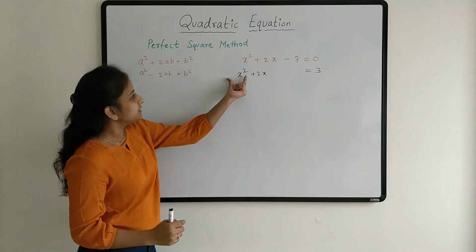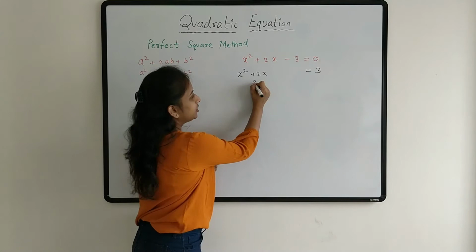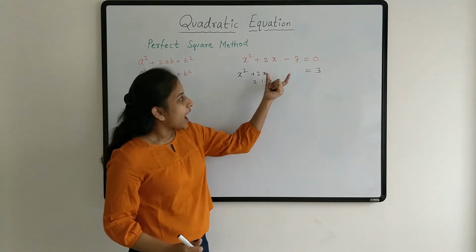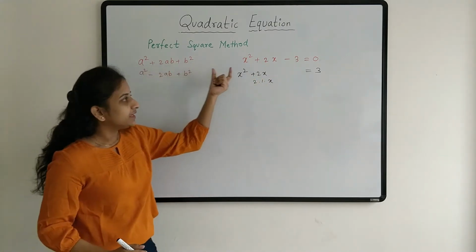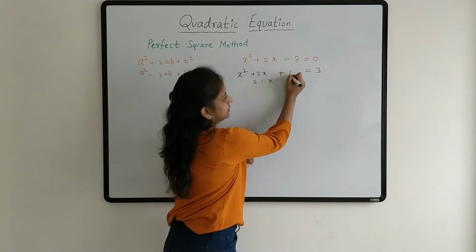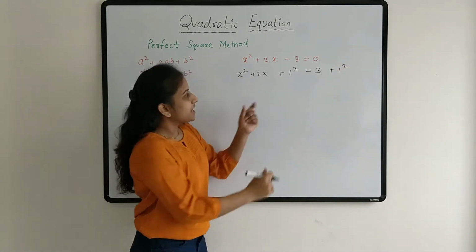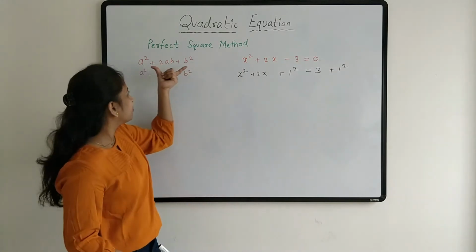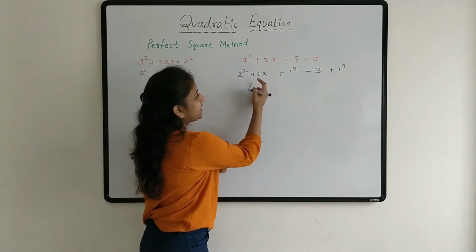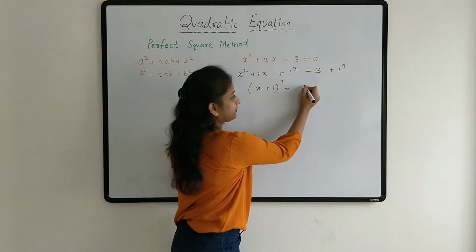This is my a square, so this should be 2ab: 2 into 1 into x. Now I want the b square term here, so we should add 1 square on the LHS and on the RHS. Now this LHS term is the perfect square, a square plus 2ab plus b square. So we can write this term as x plus 1 whole square, and this is nothing but 4.